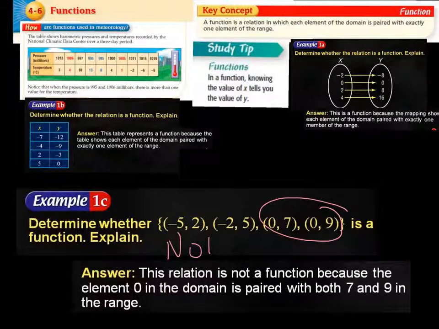So if you give me a 0, I don't know what you want from me. Do you want a 7? Do you want a 9? You've got to tell me what you want. So -5 is great. If you give me a -5, I will give you a 2. If you give me a -2, I will give you a 5. If you give me a 0, I'm like, I don't know, 7, 9, I don't know what to do. So it is not a function. Functions are fun. We know what to do.